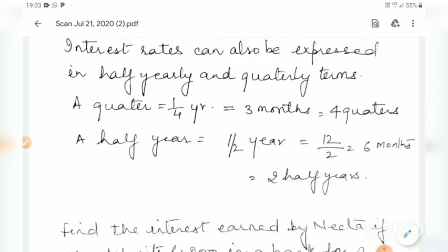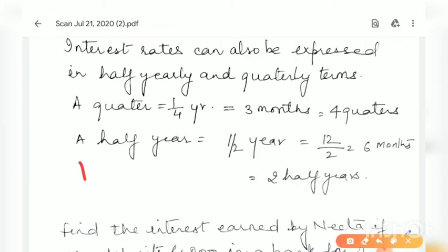Let's check out what are the questions that I have to discuss with you. Interest rates can also be expressed in half yearly and quarterly terms. So interest rates, sometimes you can be asked to calculate them half yearly or quarterly. A quarter is 1/4 year. That means 3 months. So in a year there are 4 quarters.